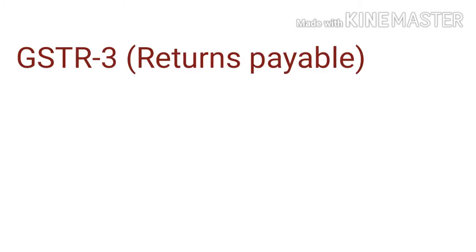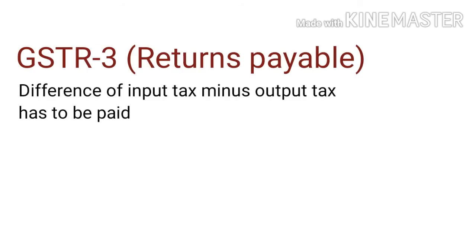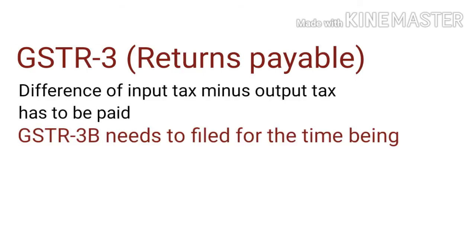GSTR 3 is meant for filing returns payable and has two parts, Part A and Part B. However, due to technical snag and for want of better process streamlining, GSTR 3B has been introduced for now. GSTR 3B is a simplified monthly summary return filing of both inward and outward supplies. It is a self-declaration filing showcasing summary of GST liabilities of the taxpayer for the specified tax period.